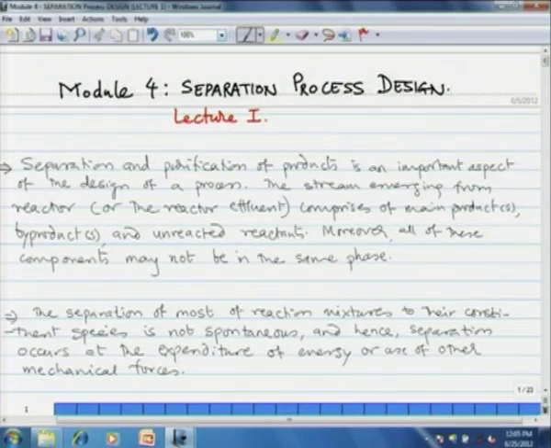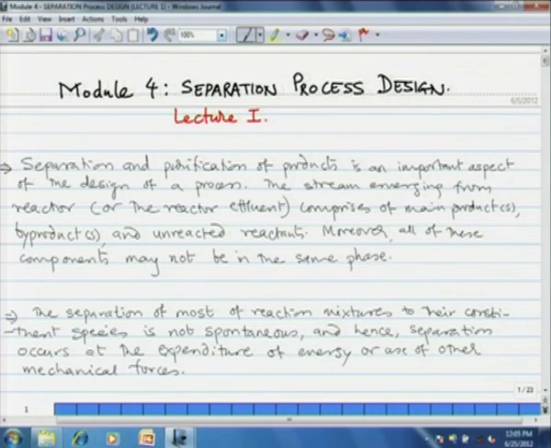The next stage in the design of the process is the design of separation processes. The effluent that will come out of the reactor will have several components, several products, byproducts, unreacted reactants, and all of these need to be carefully separated before purification of the main product. So, we shall see what are the guidelines that govern the design of a separation process. Separation and purification of the products is an important aspect of the design of the process. The stream emerging from the reactor comprises the main products that I just said.